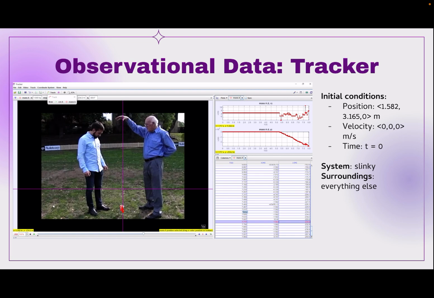From here, the initial position of the Slinky was calculated as being 1.582, 3.165, and 0 meters. Since the Slinky is being dropped from rest, we know that the initial velocity is simply 0, 0, 0 meters per second, and I tracked the motion beginning at time t equals 0. The data obtained from Tracker can be seen represented in the form of position versus time graphs on the right portion of the photo. We're looking at the second graph specifically because we're observing the Slinky's motion in the negative y direction.